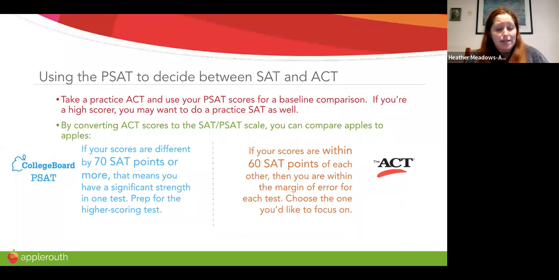Take a practice ACT, right? You don't have to sign up for an official ACT. You don't need to do that, right? You can if you want to, of course, but practice ACTs, many, many ways you can do that. Of course, you can do it through Applerouth. We have lots of different options and opportunities to do it. We do them online. We have some free testing weekends throughout the year.